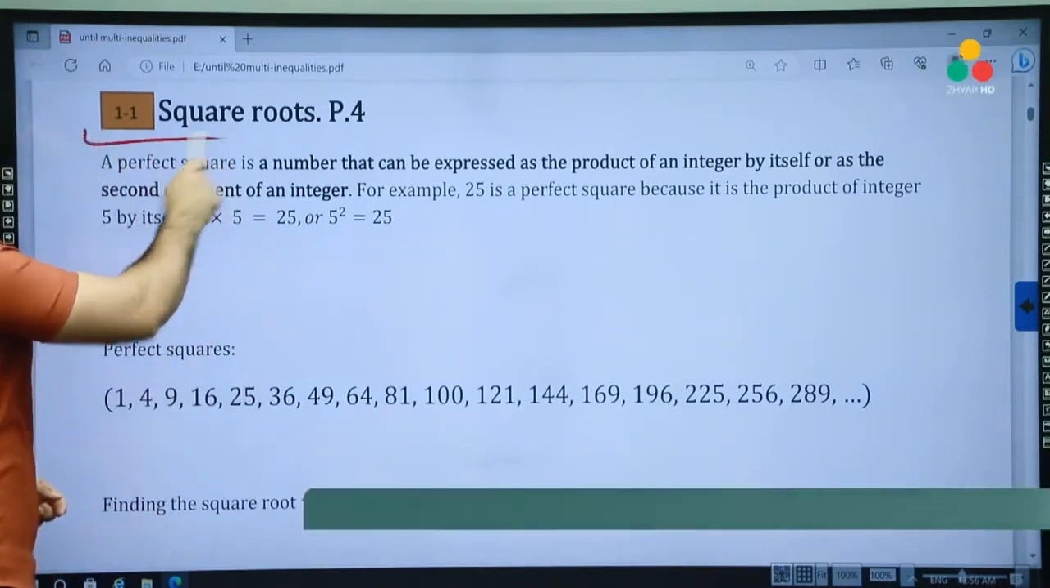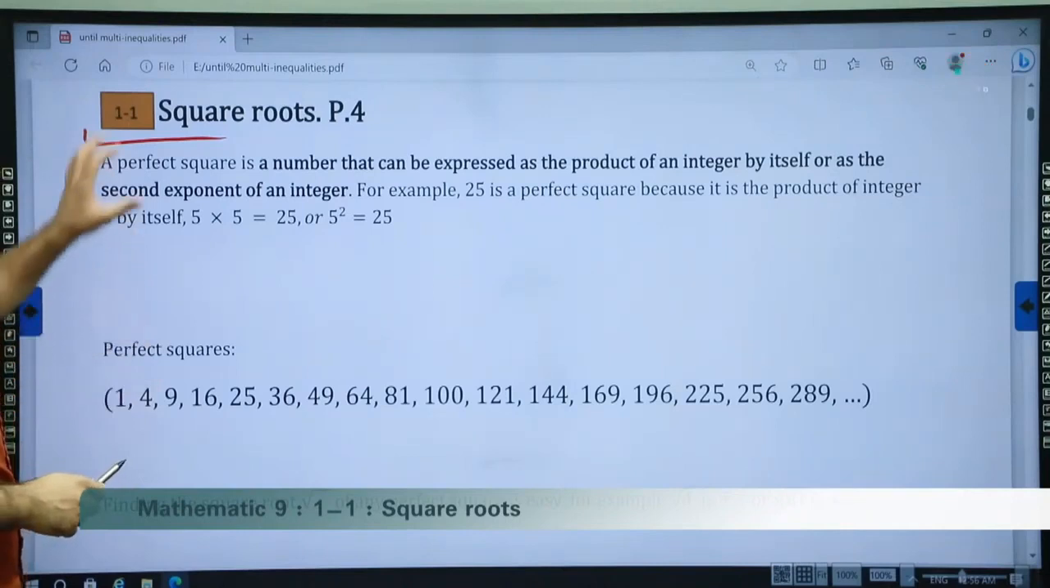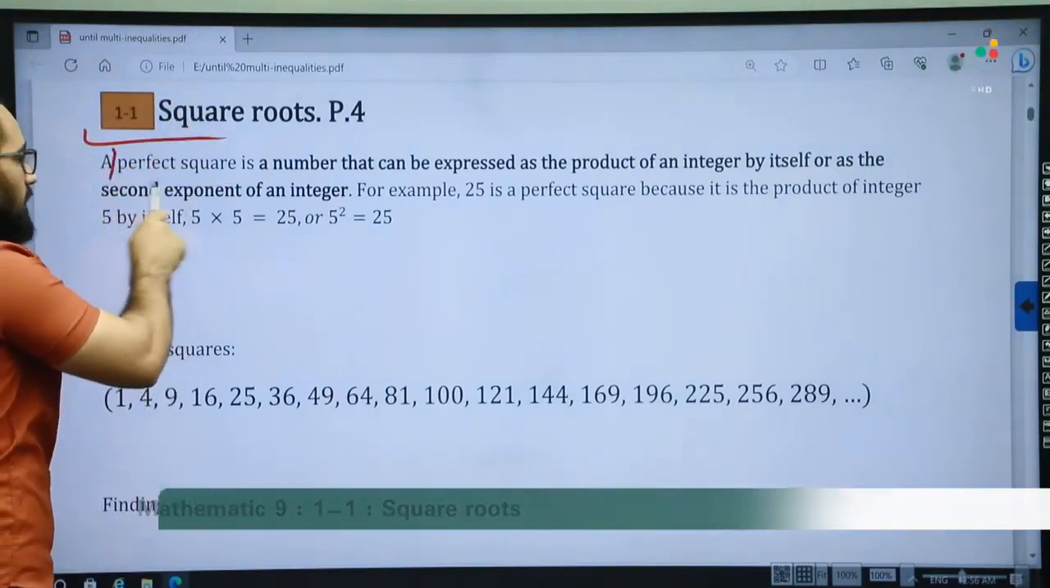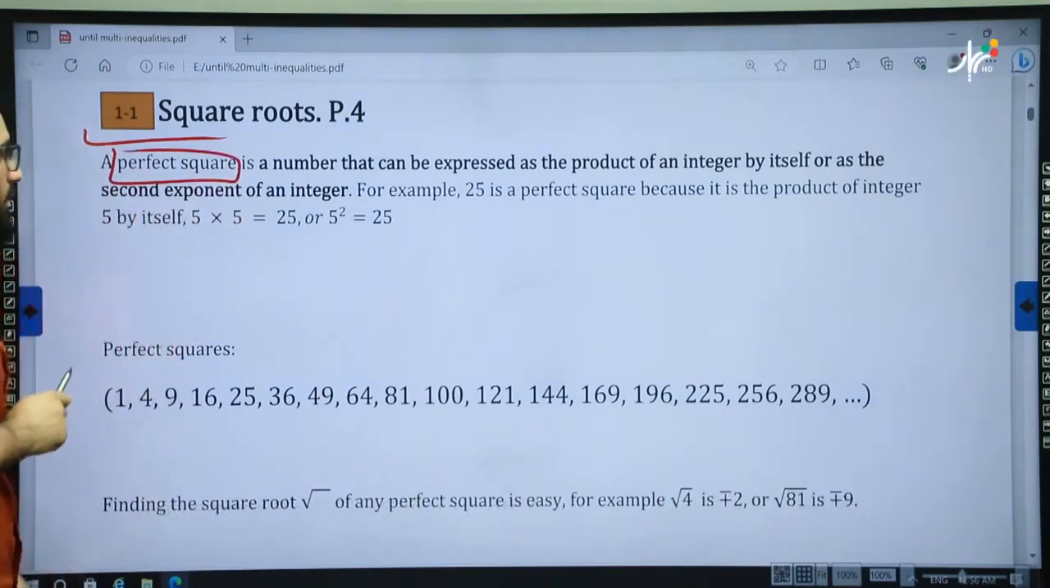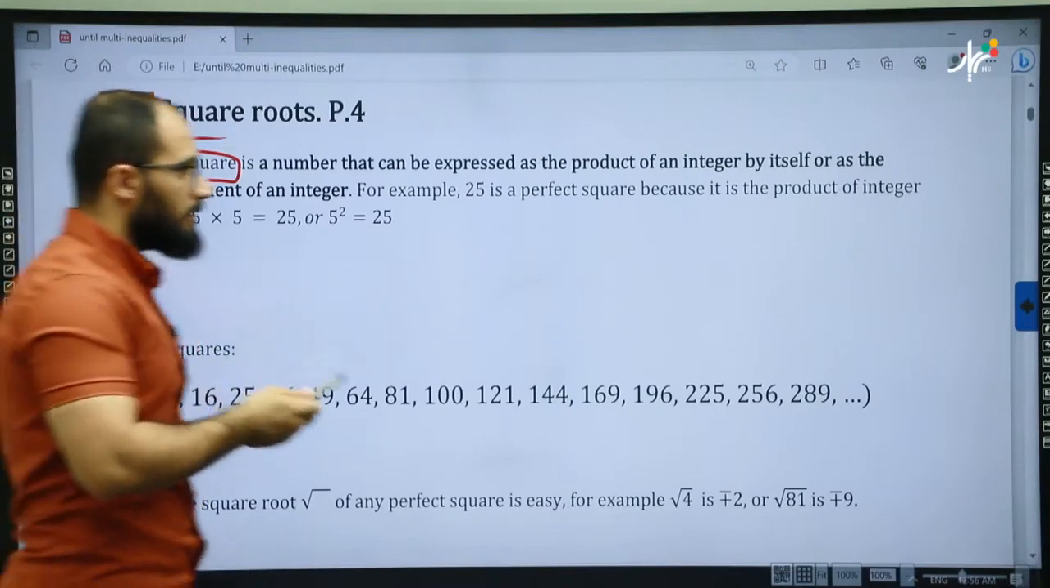The first subject that you have in chapter 1, section 1 is square root. Before we talk about square roots, there's an important definition you have to know, and that is perfect square. So what is perfect square? A perfect square is a number that can be expressed as an integer by itself.